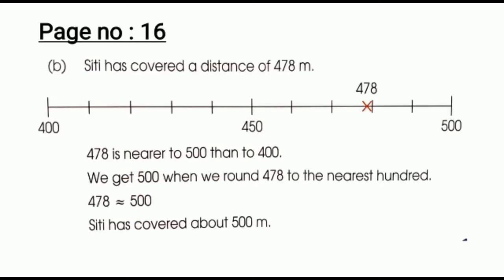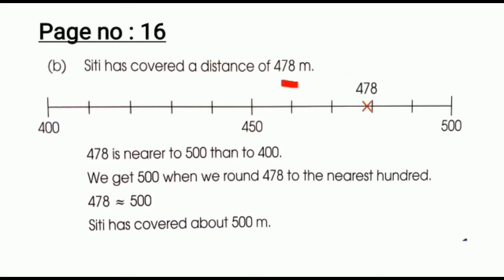So now let's check this page number 16 part B question. CT has covered a distance of 478 meters and you have a number line 400, then 450 and 500. So in this number line I am going to explain another method as well, which you can use for rounding off to the nearest 100, and that method is that you have to check the last 2 digits of your number.